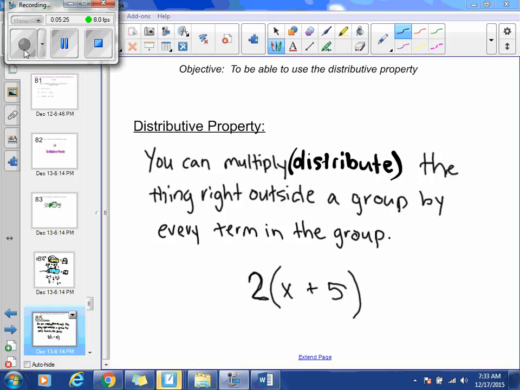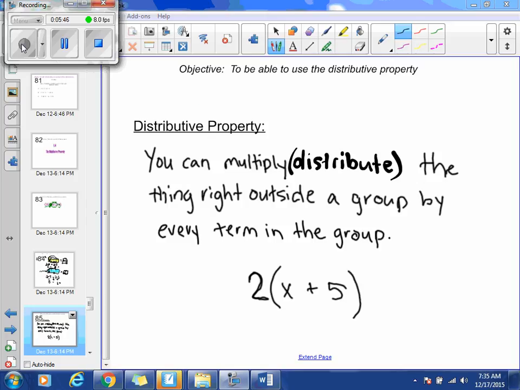So here the thing outside the group is this 2, and you could multiply it by every term in the group. The reason why you want to do it in this case is because you can't add x plus 5. X times 5 is 5x, but that doesn't say times, it says x plus 5, which you cannot do.